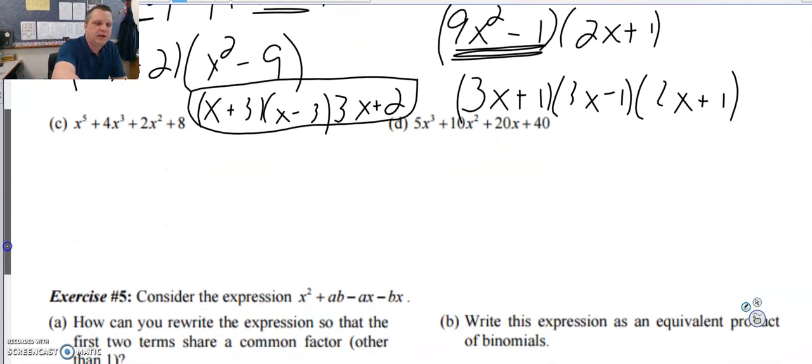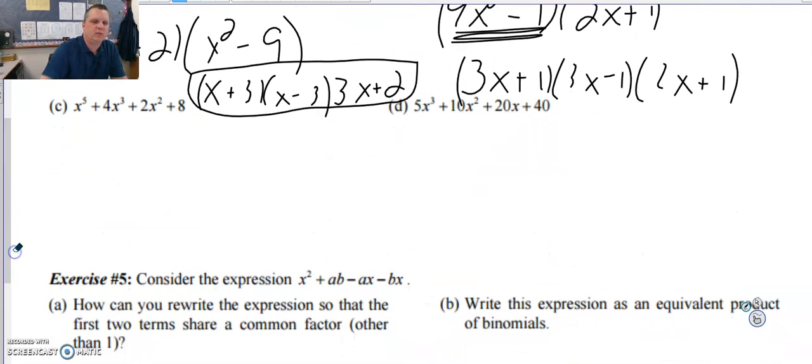They don't always have a difference of two squares, but that's going to be the most common one that you will see when you are using grouping.